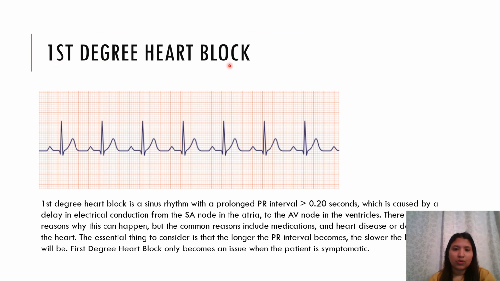First degree heart block. First degree heart block is a sinus rhythm with a prolonged PR interval that is greater than 0.2 second, which is caused by delay in electrical conduction from the SA node in the atria to the AV node in the ventricle. This can happen due to some reasons, which include medications, heart disease, or any damage in the heart.